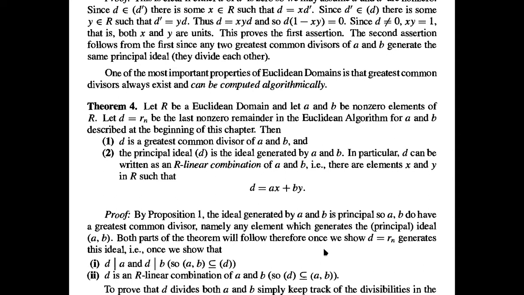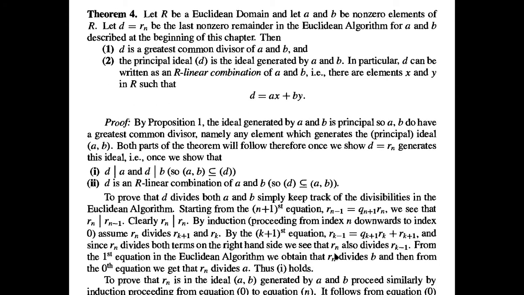So this is the last non-zero remainder in the algorithm for A and B, and that makes it the GCD of A and B. And if it is the GCD of A and B, D can be written as a linear combination of A and B. Here the linear combination is R-linear, so it's linear with respect to the ring R. But it's analogous exactly to the linear combination you have in integers.